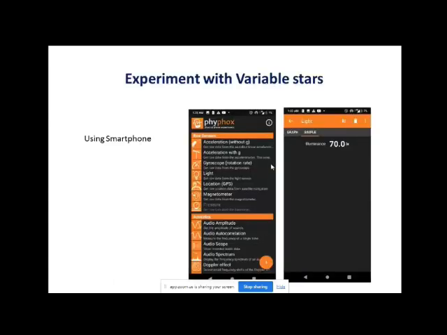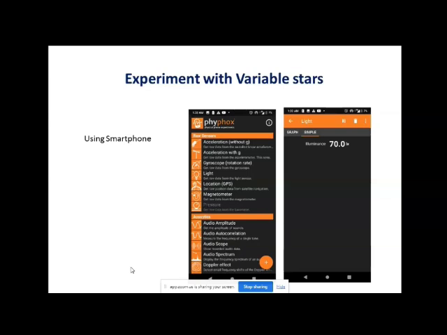So this is my addition using a smartphone. The app mentioned here is PhyPhox. PhyPhox is a great app for scientific experiments at home. There is a lux meter, and using it you can also check the brightness of the variable star.